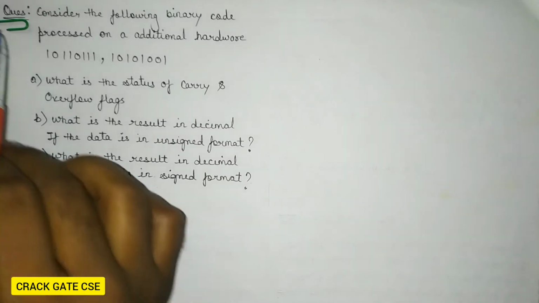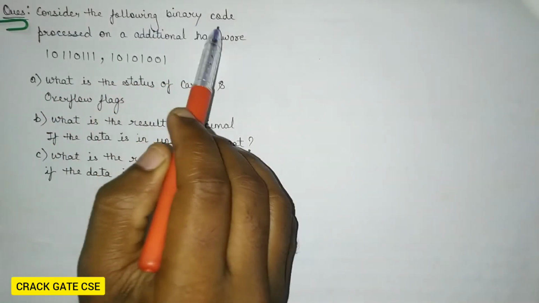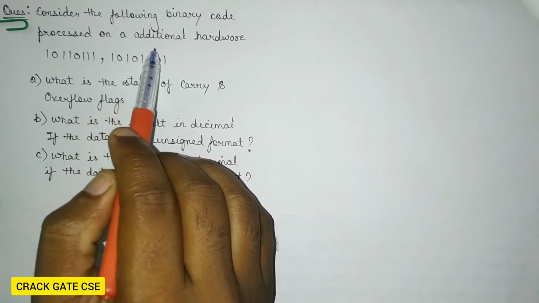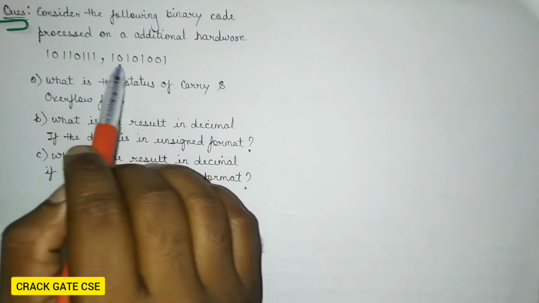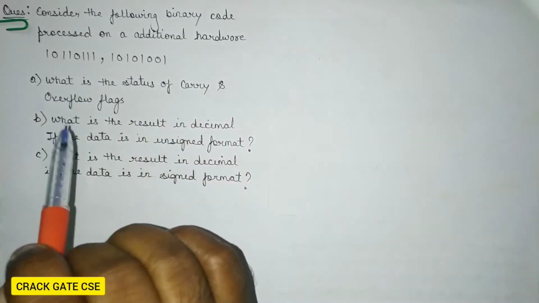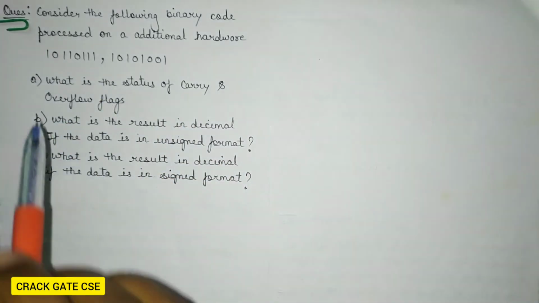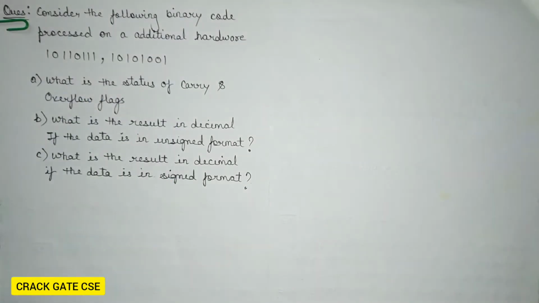Now quickly start with the first question. It says: consider the following binary code processed on an addition hardware. Two codes are given and we have to process these two codes on an addition hardware. That means we have to perform the addition of these two, and there are three sub questions that we have to answer. The first one is, what is the status of the carry and overflow flag?